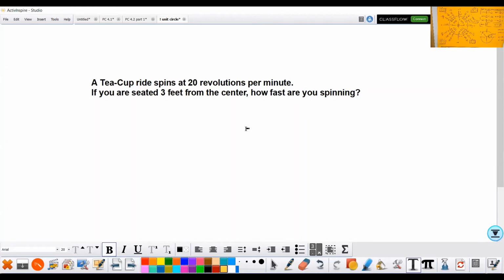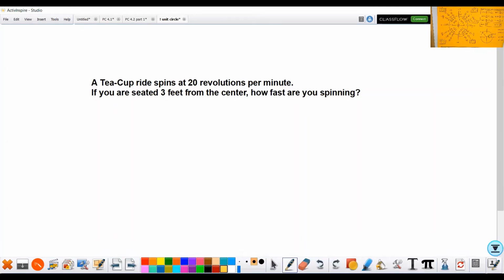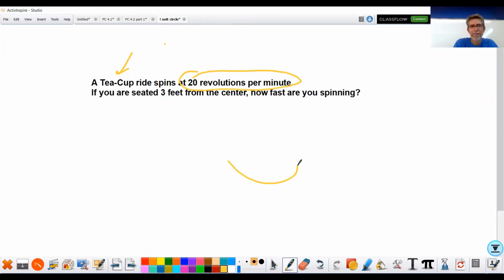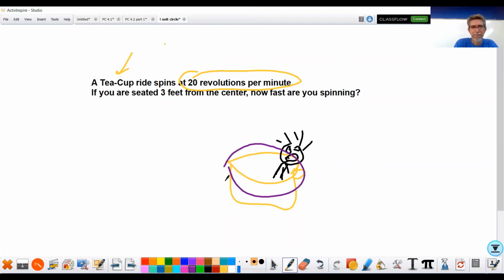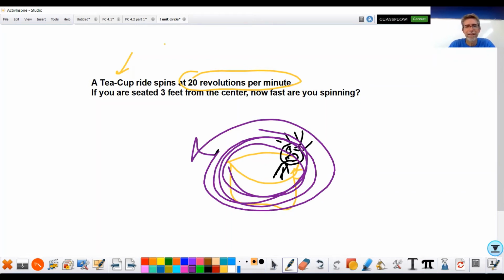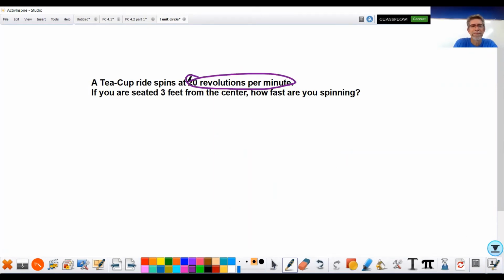And here's a little word problem. Let's say you're at Disneyland and you're on the teacup ride. Okay, you're on the teacup ride and they're spinning at 20 revolutions per minute. So you're in one of these little cups. It has a little handle on it. And you're sitting in here. There you are, sitting in there. Terrified, right? Because this thing's going around and around and around. So you're going around and around and around. And if you're spinning around 20 times every minute, and you're seated 3 feet from the center, how fast is your terrified face?